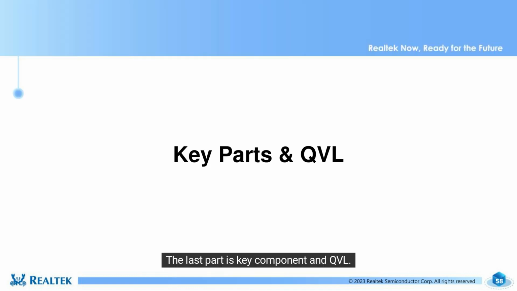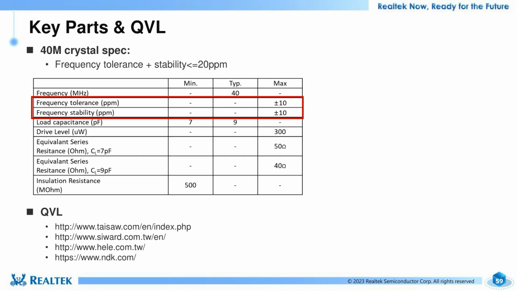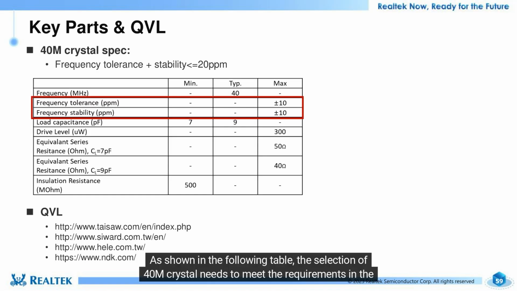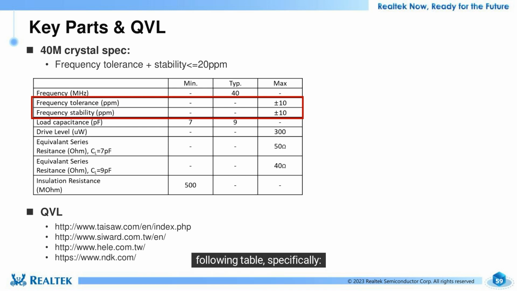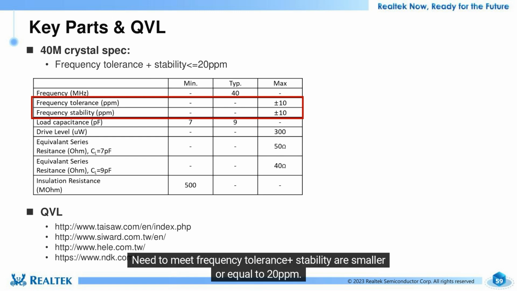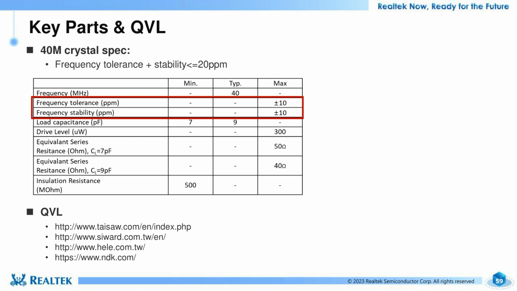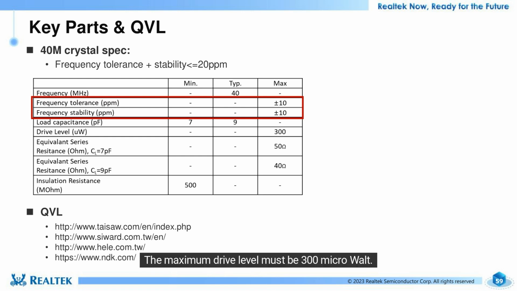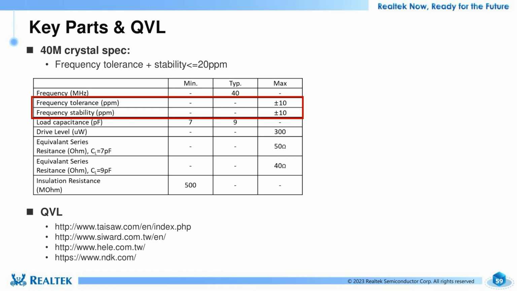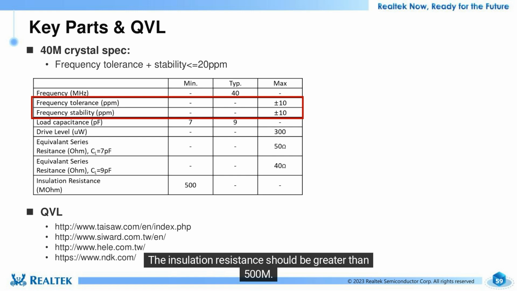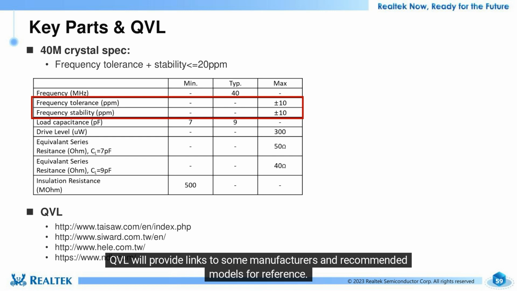The last part is key component and QVL. As shown in the following table, the selection of 40M crystal needs to meet the requirements in the following table, specifically. 1. Need to meet frequency tolerance plus stability are smaller or equal to 20 ppm. 2. Select 7 or 9 pF for CL. 3. The maximum drive level must be 300 microwatt. 4. ESR requirements. 5. The insulation resistance should be greater than 500 M. QVL will provide links to some manufacturers and recommended models for reference.